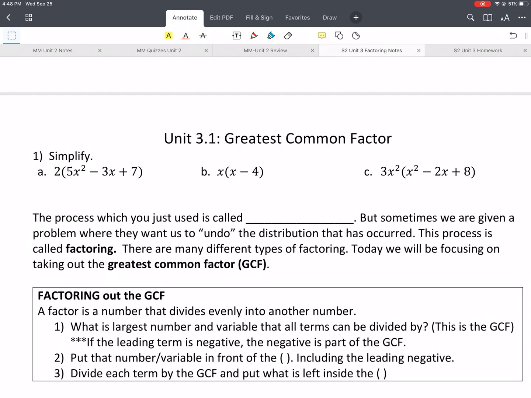Welcome back. This is Unit 3.1. This is Secondary Math 2, and we're covering greatest common factor.